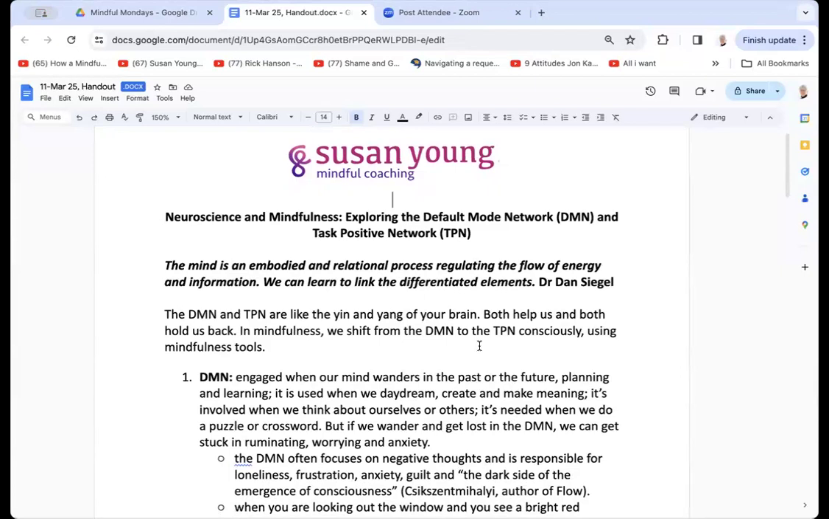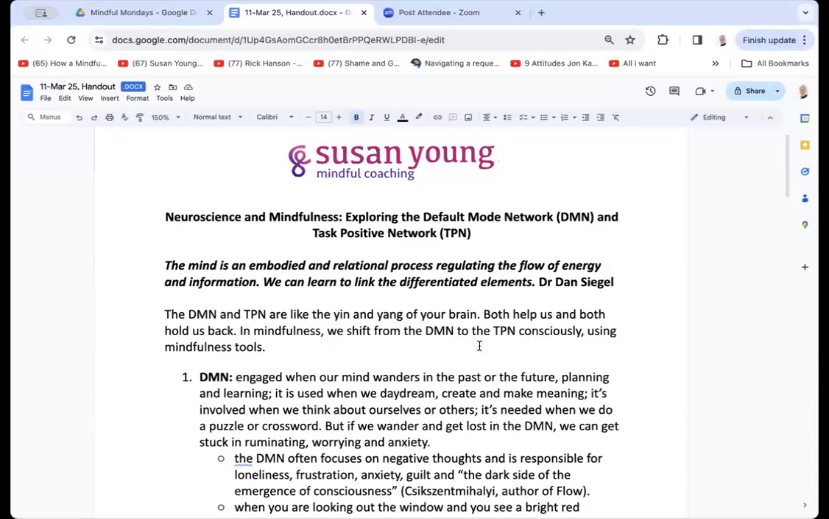So I've started off with this quote from Dan Siegel, who you might be familiar with. He's the one who did the brain activation thing. He's a neuroscientist at UCLA and has started his own mindfulness center. So he says the mind is an embodied and relational process regulating the flow of energy and information. And we can learn to link the differentiated elements.